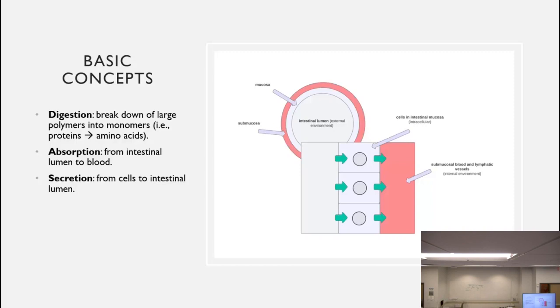So absorption is anything that goes from the lumen into the blood, and secretion is the contrary. The things that our cells produce and are secreted into the lumen. For example, digestive enzymes, mucus, different things that we secrete into the lumen of the intestine.